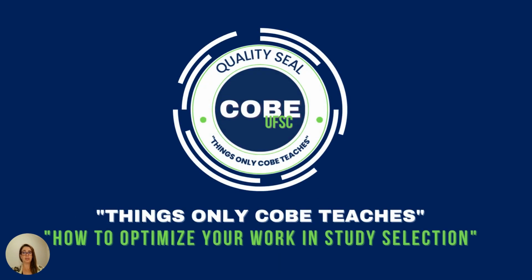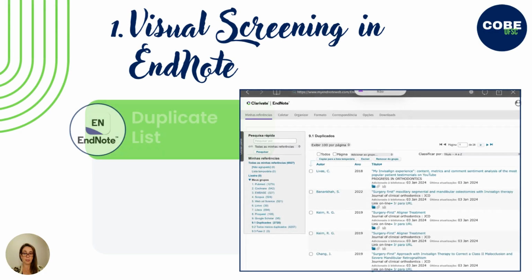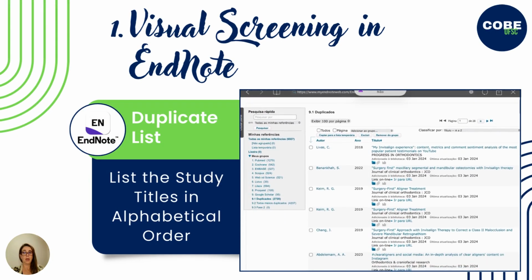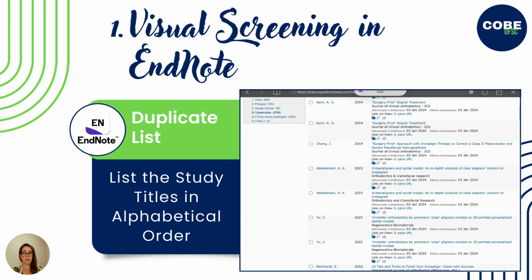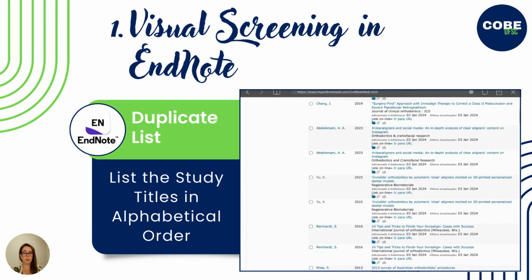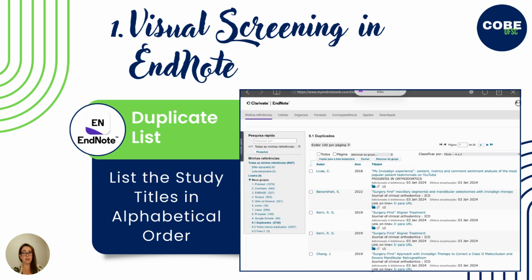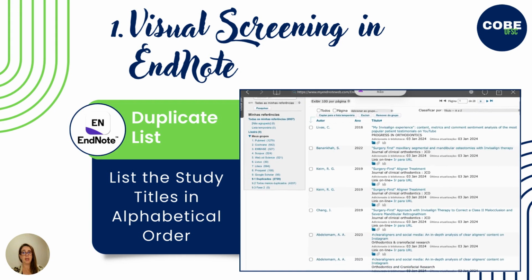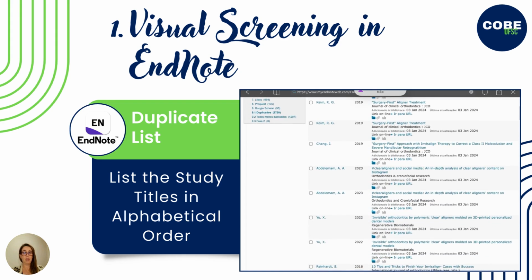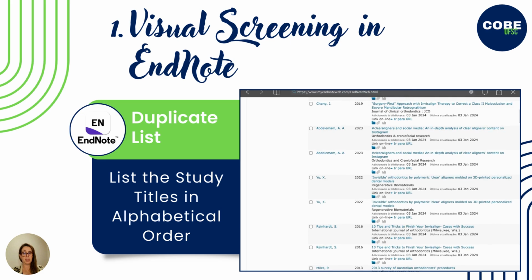From the video series Things Only COBE Teaches, today I will present how to optimize your work in study selection. Removing duplicate studies is a step that can be automated by the reference manager. If you wish to verify the removed items, one way to expedite the process is to list them in alphabetical order.